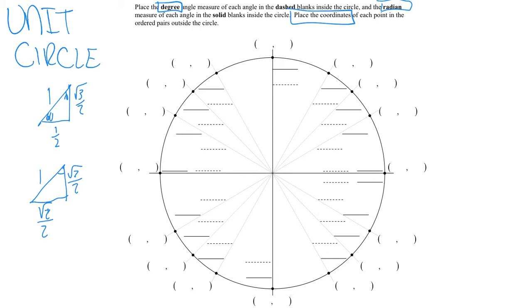Because if you remember, the x is the cosine and the y is the sine, so we're going to go ahead and label those as coordinate points as we go through. But first off, let's start with degrees. That's going to be the easiest thing. That's going to go in the dashed blanks.